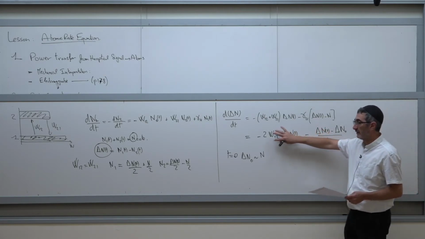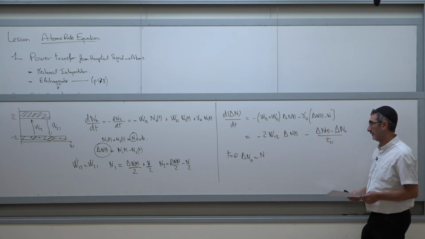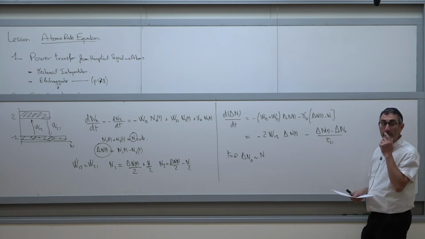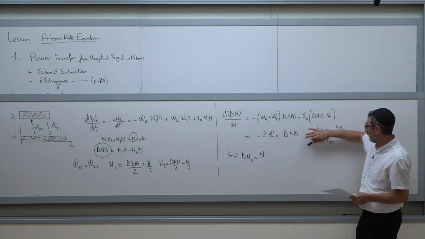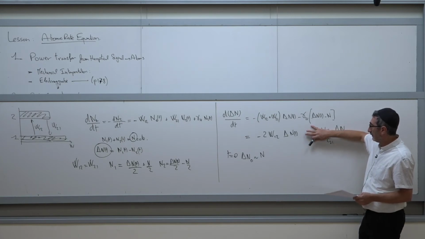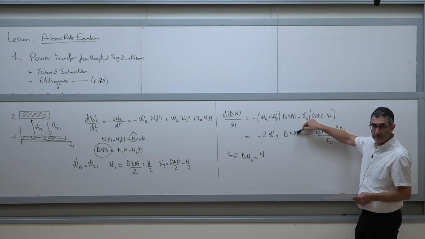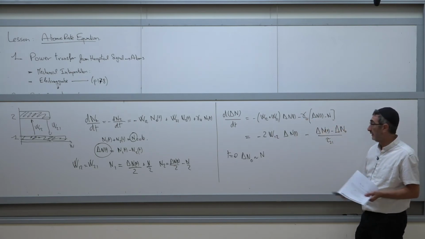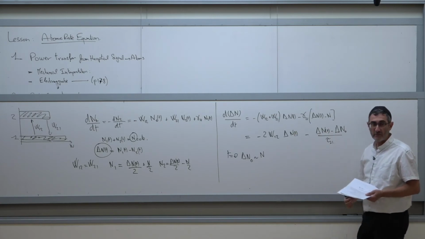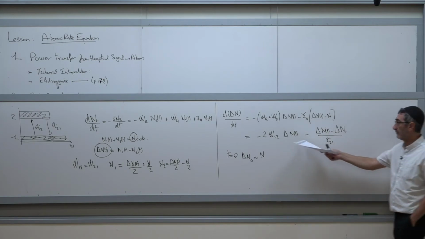What about this term here? What does it tell you? If I ignore the other term, dN over dt is a constant times delta n. So it's again an exponential decay. But this time, what kind of relaxation do you have here? To what do you relax? You relax to delta n equals 0.